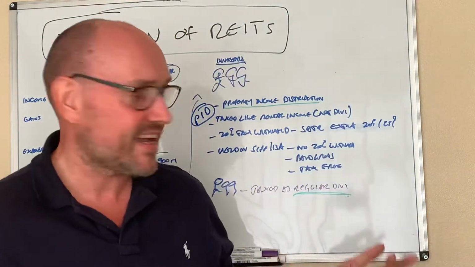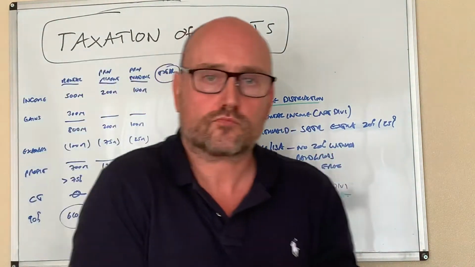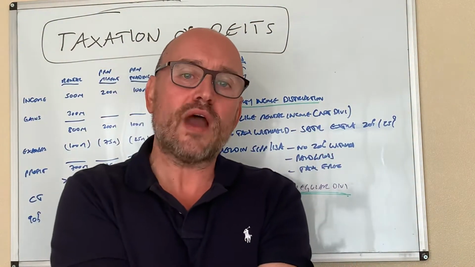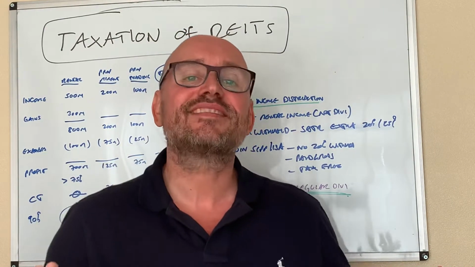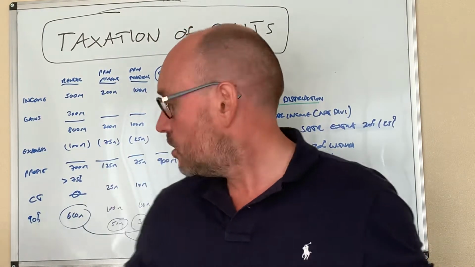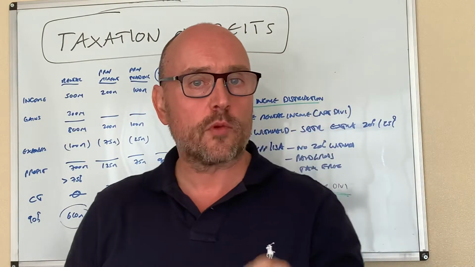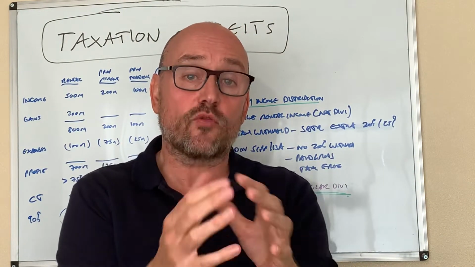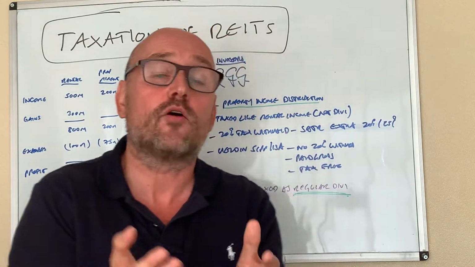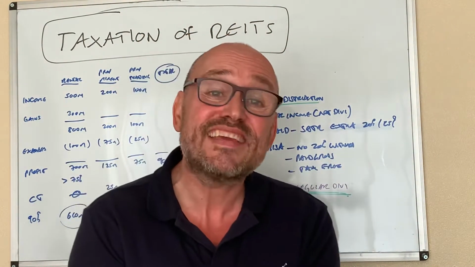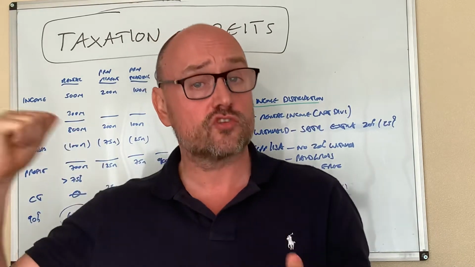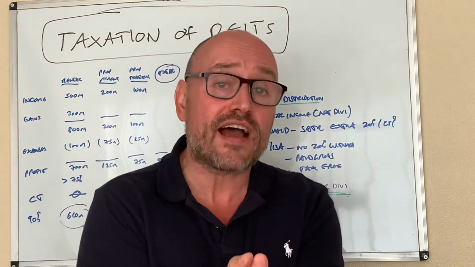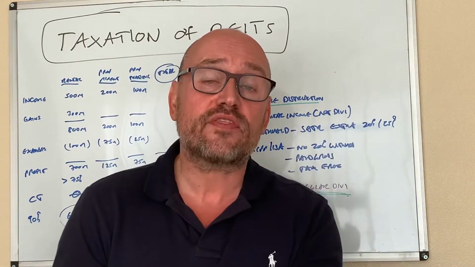So let's take an example. Let's say someone has received £10,000 from a REIT in the form of a property income distribution. So basically 10,000 has been paid out. But strictly what happens is that they've only received 8,000 of cash because the REIT has withheld £2,000. So they've got 8,000 in their hand.